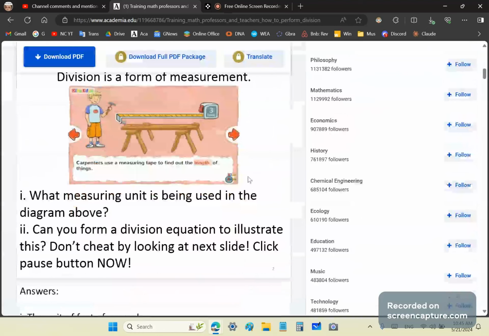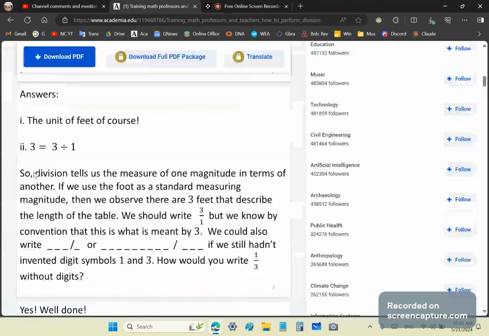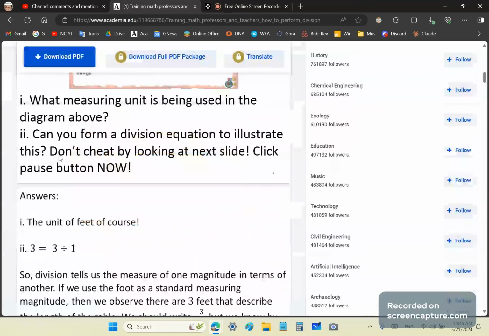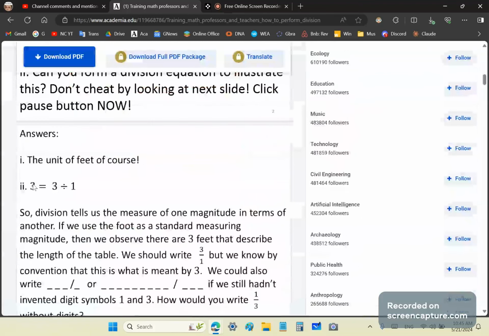Okay. Well, answers. The unit of feet, of course. That's what is being measured here. How many feet this bench has, okay? And the equation is simply 3, or 3 over 1 is equal to 3 divided by 1, okay?